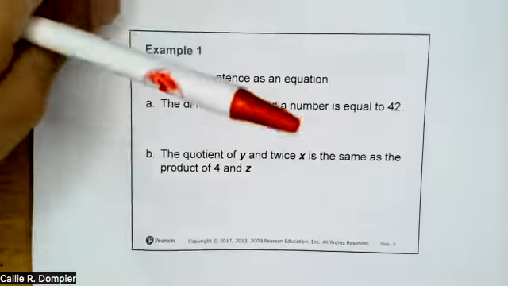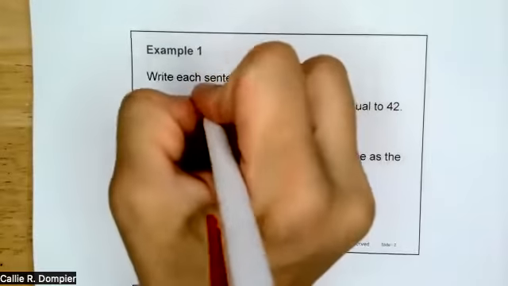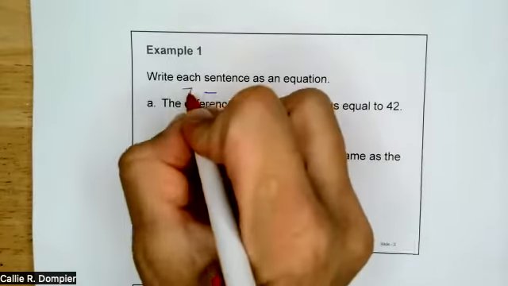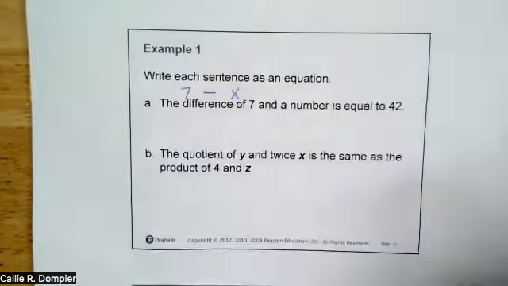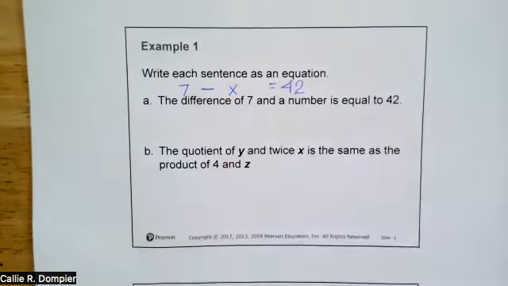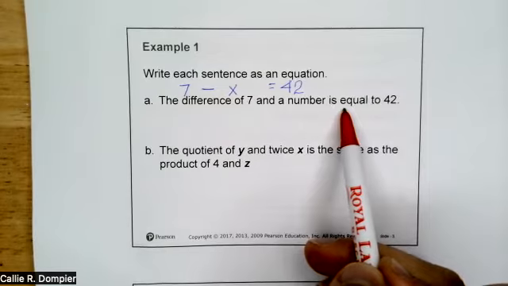Write each sentence as an equation, just like we did last Friday. The difference of 7 and a number is subtraction. The number can be any letter, is equal to 42. So we're doing the same as we did Friday, but we're now adding an equal sign. So instead of an expression, it's an equation.